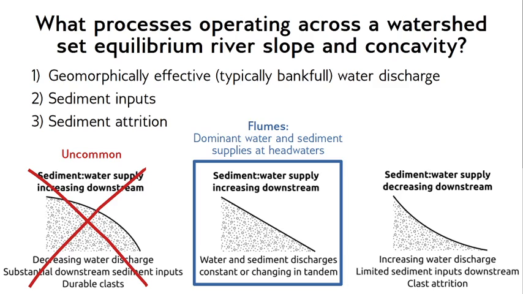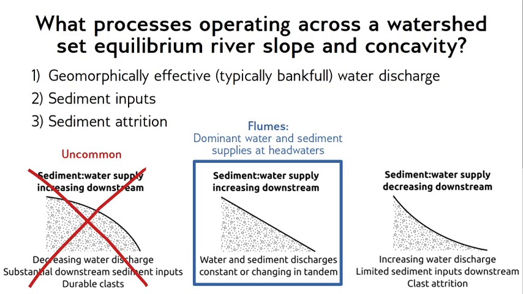So in this middle case, we can consider this, I call it a flume. It's like you have an input of water and sediment at the top, and this panel was actually supposed to say sediment to water supply ratio staying constant as we go downstream.